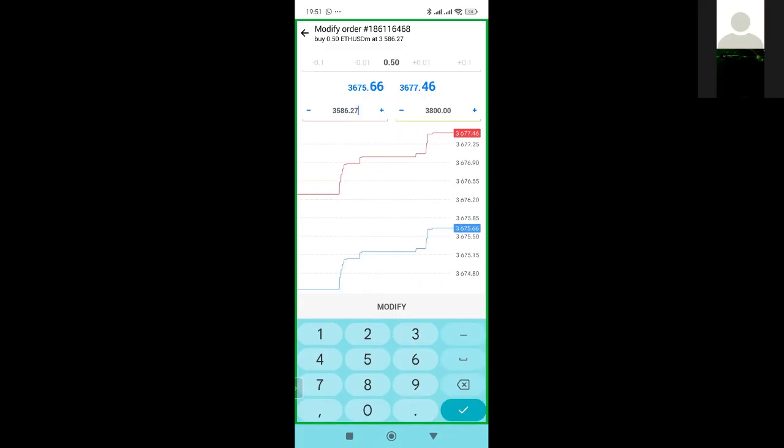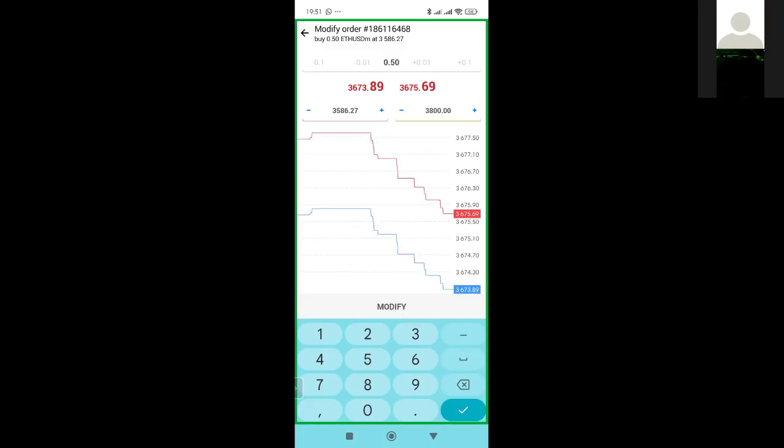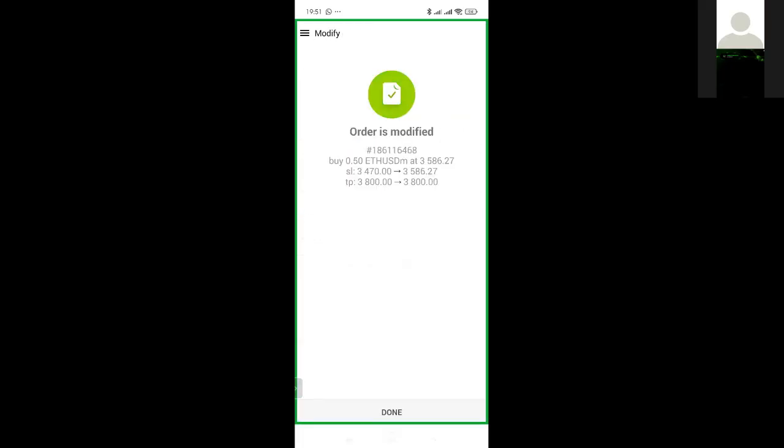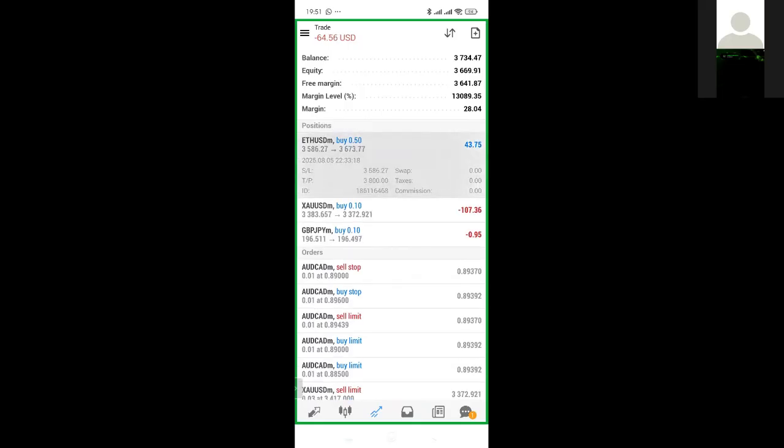Now, when they say bring your stop loss to entry, it simply means delete the previous stop loss, carry the entry price, and put it there, and then you click modify. So when you go to this trade now, what are you seeing as your stop loss?